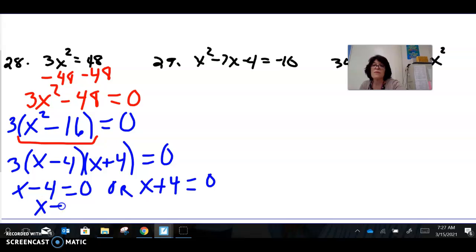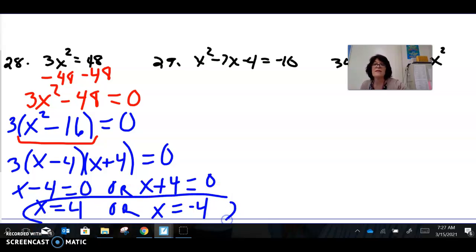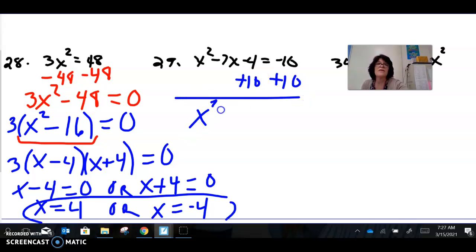So adding 4 to both sides, I get x equals 4. Subtracting 4 from each side, I get x equals negative 4. Those are my two answers. Okay? This one, number 29, I can't have that negative 10 over there. I'm going to add 10 to both sides. I get x squared minus 7x plus 6 equals 0.